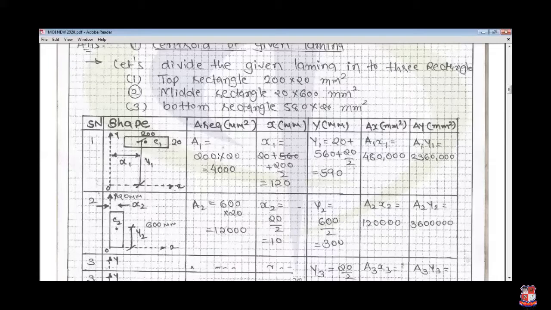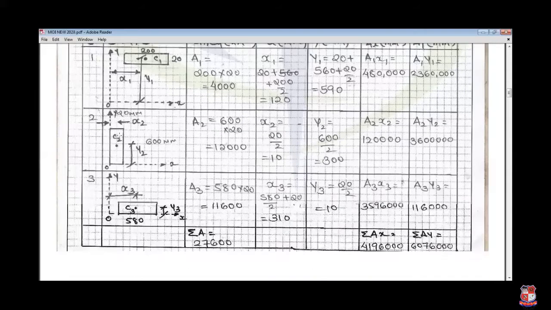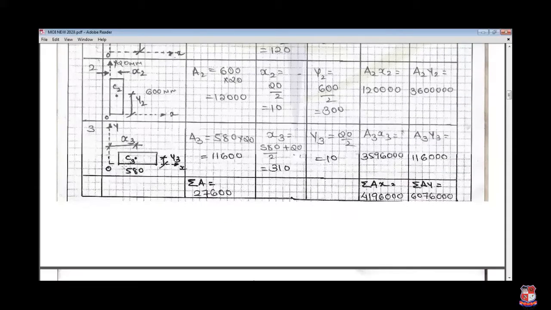So directly you can calculate here a1, x1, a1, y1. Same way here, you directly get a2, x2. a1 you have already calculated, x2 is equal to 20 by 2. y2, its entire dimension was given because it is connected with this lamina, so 600 by 2. For the last object, x3 is 20 plus 580 by 2, and y3 is 20 by 2, which is equal to 10.